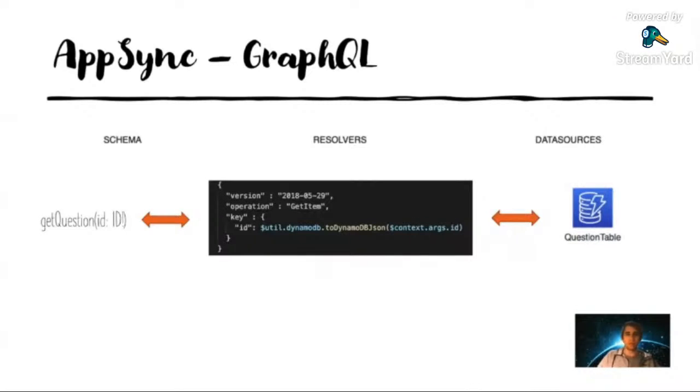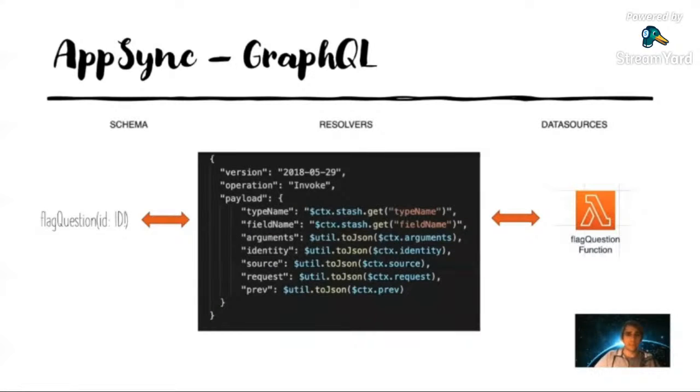Here again, you see those same three terms. We want to get a question, we want to get some information, we want to get that specific question. Okay, where do I need to get that question? That's in the VTL template. How am I going to get that information? That's pointing me and telling me what operation to do on the data source, which in this case is the question table.